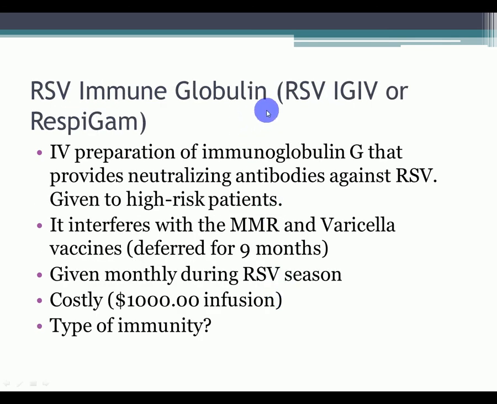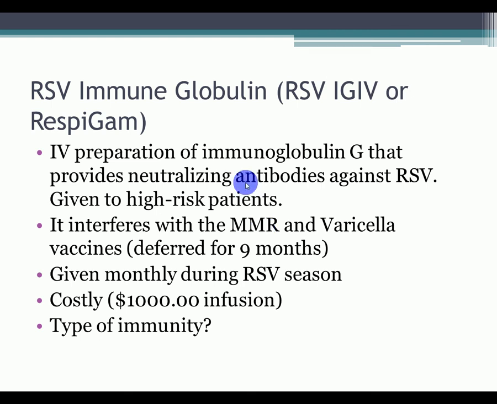RSV immune globulin, or RSV-IGIV, or Respigam, is an IV preparation of immune globulin G. This provides neutralizing antibodies against RSV. It's given to high-risk patients. It can interfere with the MMR and the varicella vaccine, so those are deferred for up to 9 months if they have had it. It is given monthly during RSV season. It can be quite costly because it costs about $1,000 per infusion.